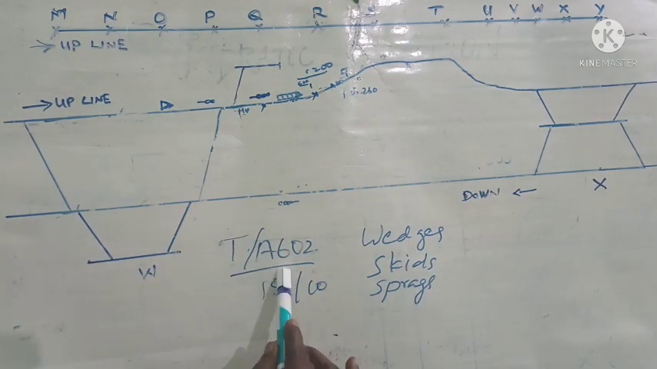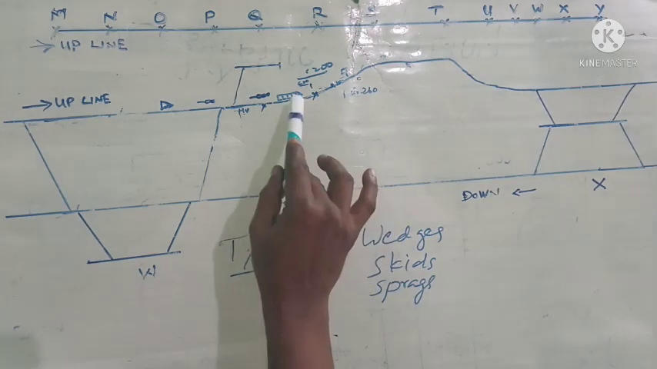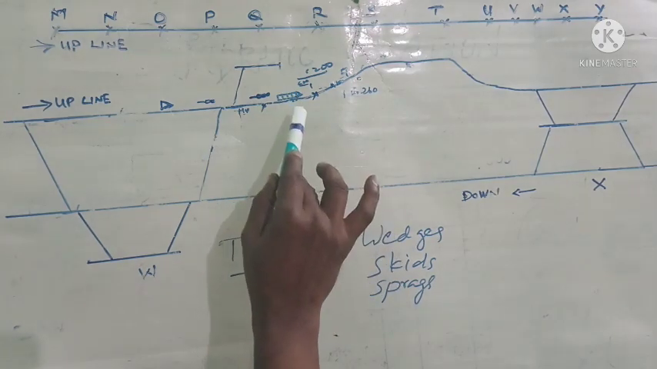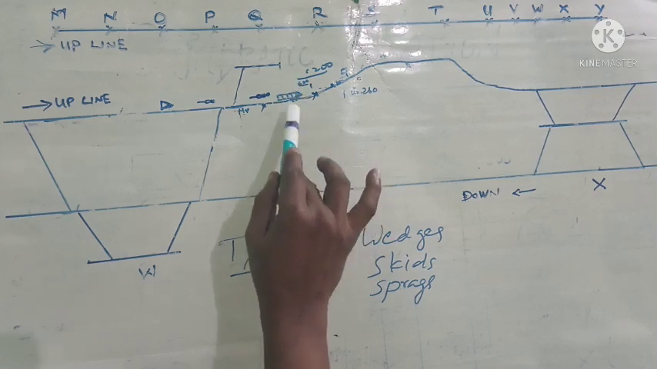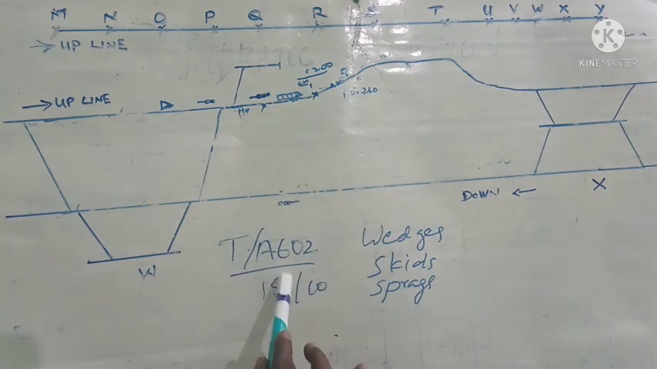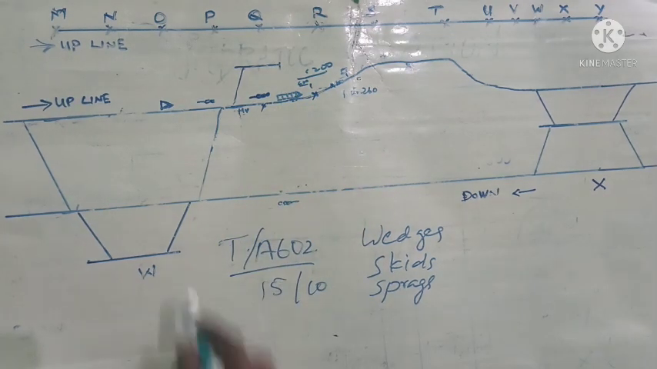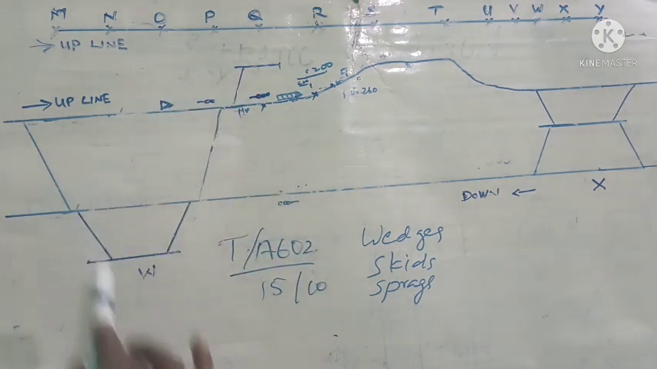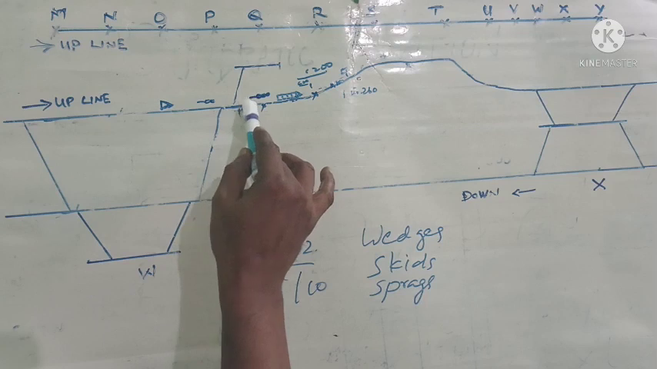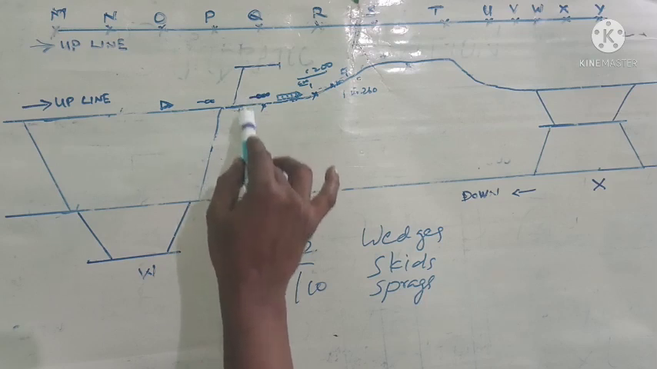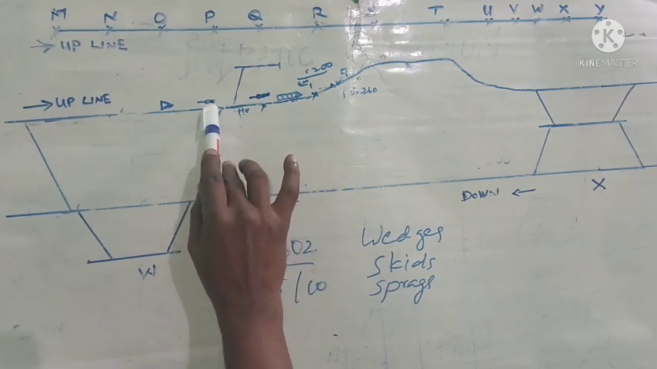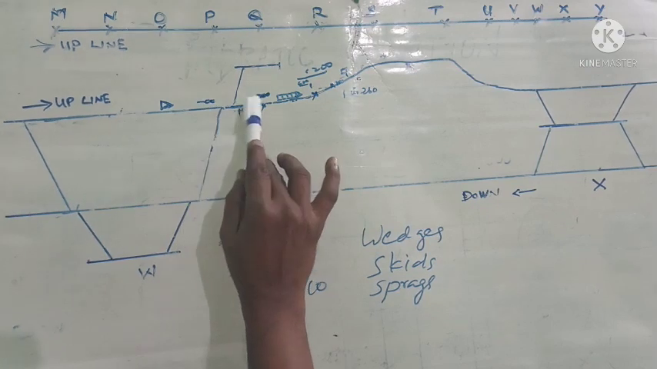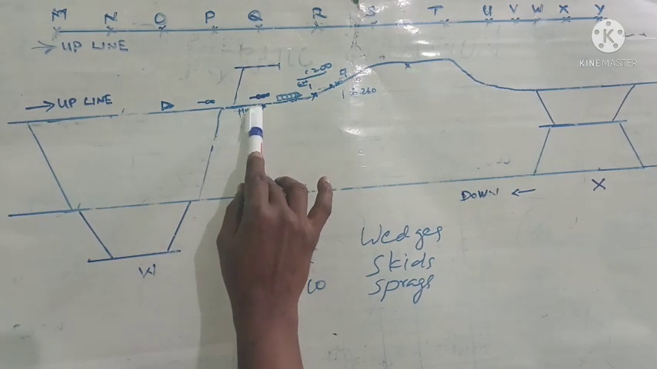In this T-bar A602, it will be clearly stated where this stalled train is standing. The clear location will be given in this T-bar A602. The train is proceeding towards this section. First, he will meet the guard here. The guard will be showing the hand danger signal. The loco will come and stop there. Immediately, the guard will remove three detonators, and he will allow this loco to pass that area.